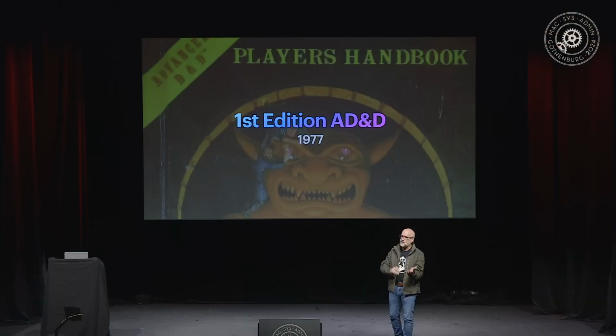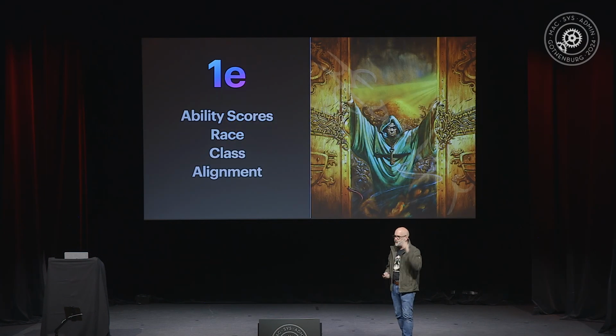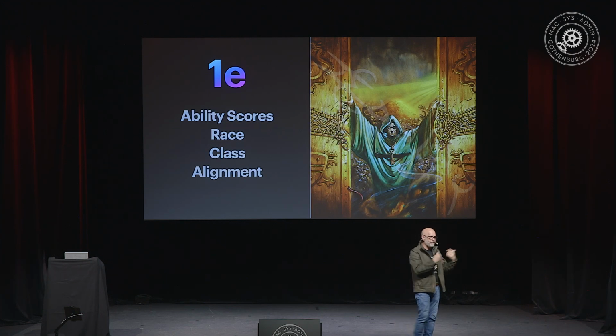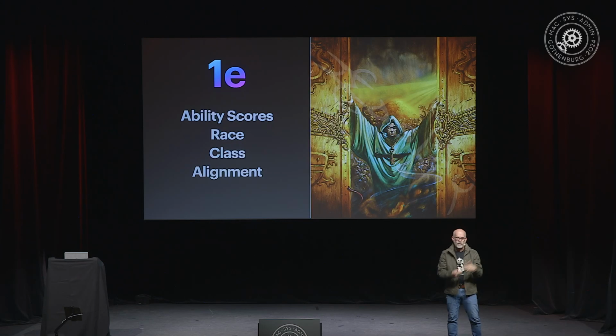And then alignment. First edition of Advanced Dungeons and Dragons comes out later that same year. And it cleans this up a little bit. Still have ability scores, 3d6. You pick your race and your class and your alignment. Classes now, there's 10 of them, including this concept of a subclass. You could be a fighter, but you could be a special kind of fighter, a paladin or a ranger.